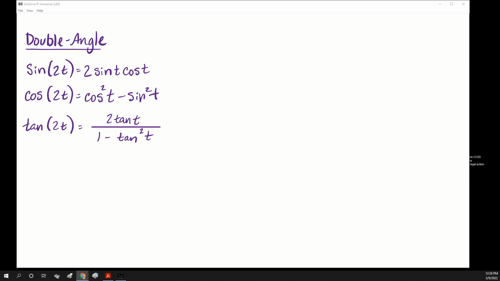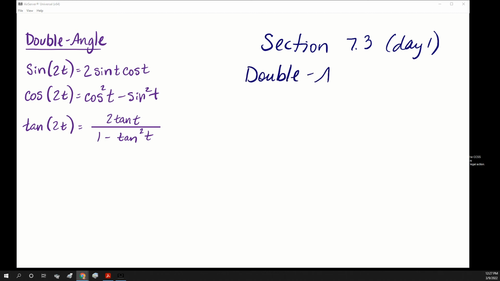So you can write them down or not. You can just look at your sheet if you want to. All right. So we have a double angle formula for sine, cosine, and tangent. And so the first thing we're going to do is solve an equation by using the formula. So we're going to call this section 7.3, day 1. And these are the double angle formulas.